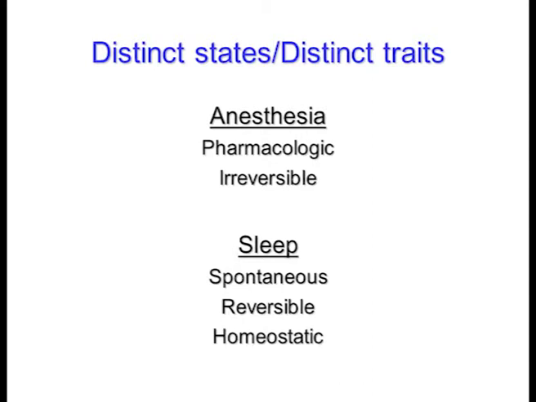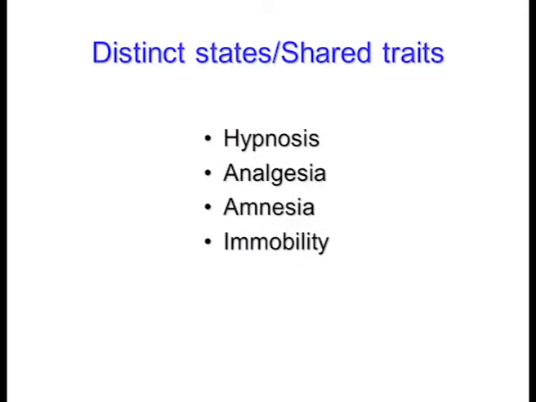We don't need to put a scalpel on somebody's belly to get them to wake up. We can call their name. And finally, sleep is homeostatic. We need sleep. I don't think anybody would make the claim that we need a general anesthetic. But despite these differences, there are some shared traits, and these traits are almost canonical for defining a state of general anesthesia: hypnosis or unconsciousness, analgesia, amnesia, and finally immobility. And that applies in particular to REM sleep, where, as you know, we have paralysis that occurs.